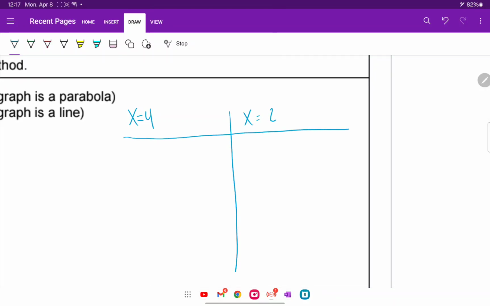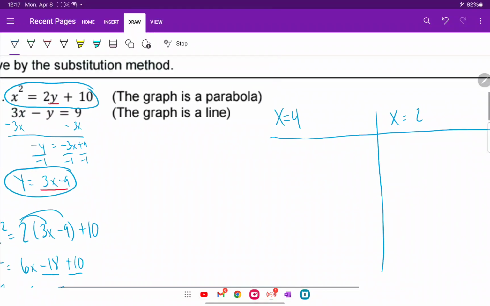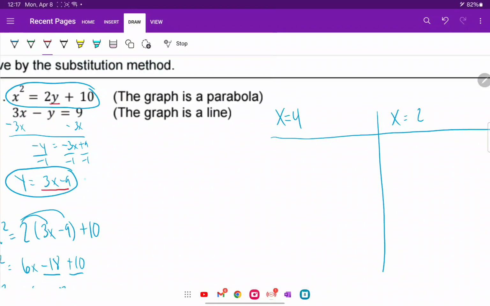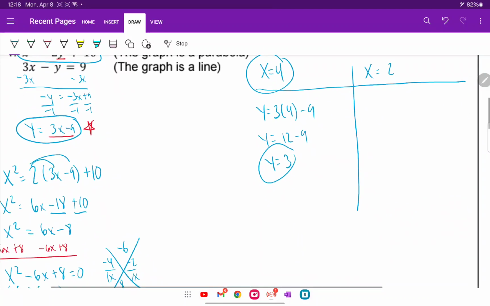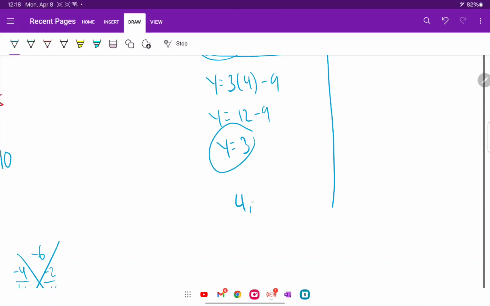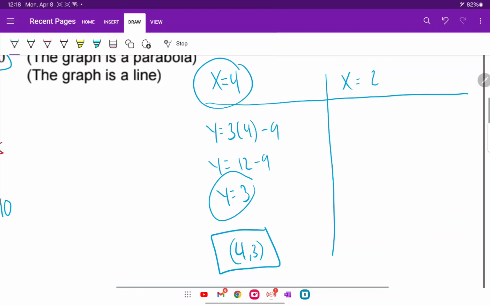Alright, now you're going to go back and take those answers and plug them back into one of your equations. And for me, the easiest one is going to be the one that I solved for y. So that's y equals 3x minus 9. So y equals 3 times 4 minus 9. 3 times 4 is 12, minus 9, which is 3. So now we have an ordered pair of x equals 4, y equals 3. So I'm going to write 4 comma 3 as my answer. That's where my line and parabola intersect.